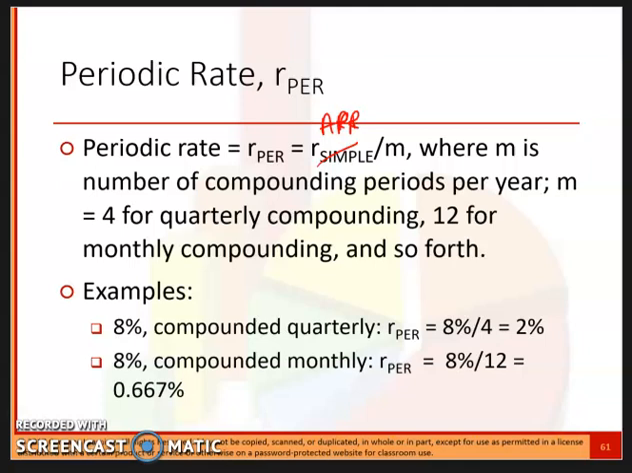So our examples here, our periodic rate or rate per period in 8% compounded quarterly is 8 divided by 4, so that's 2% per quarter. So if it's monthly, it's 8 divided by 12, so that's 0.667. Actually, that's 0.666, and it goes on forever.